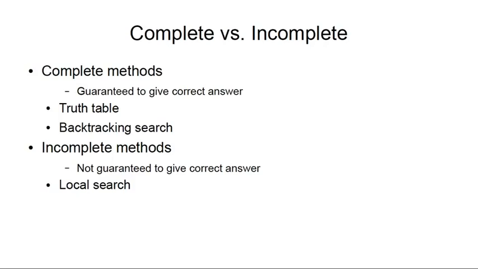Methods in SAT solving can be broadly categorized into two categories. They're the complete methods that are guaranteed to give you the correct answer. And then there are incomplete methods. These methods will give you the correct answer when they can, but may also fail to give you an answer.